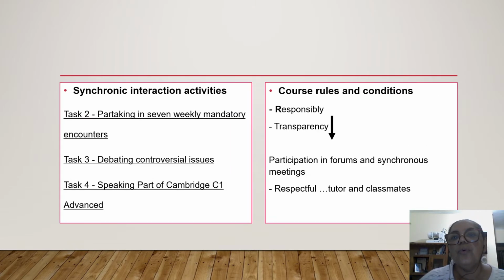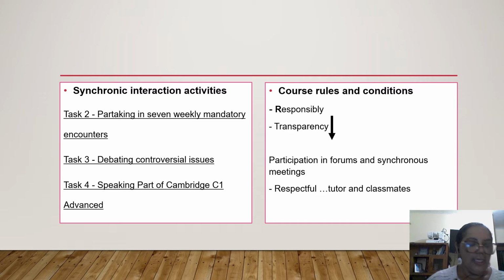What are the synchronous interaction activities? I think these are activities that facilitate interaction with the tutor and classmates to clarify doubts, to support learning processes or doubts regarding the academic process. How many activities does the course have? In this course, there are 6 different activities.